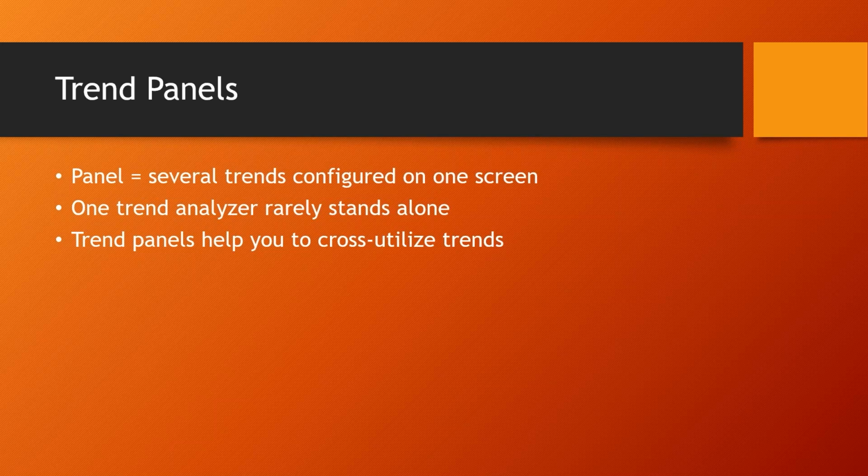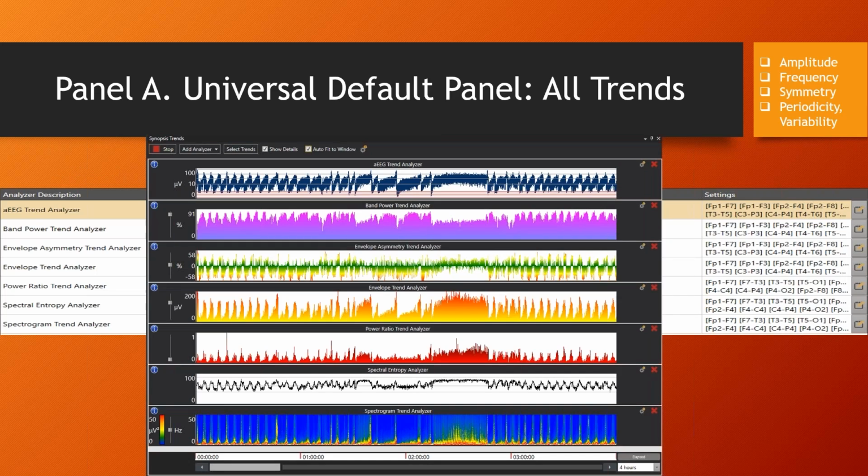Very much the same as looking at one montage all the time can give you a false sense of security. So if you use different EEG montages, you can see the benefits of a bipolar montage, the benefits of an ipsilateral ear reference, the benefits of a CZ reference. Trend panels are very much the same way. You look at multiple trends so that you get the advantages of each one.